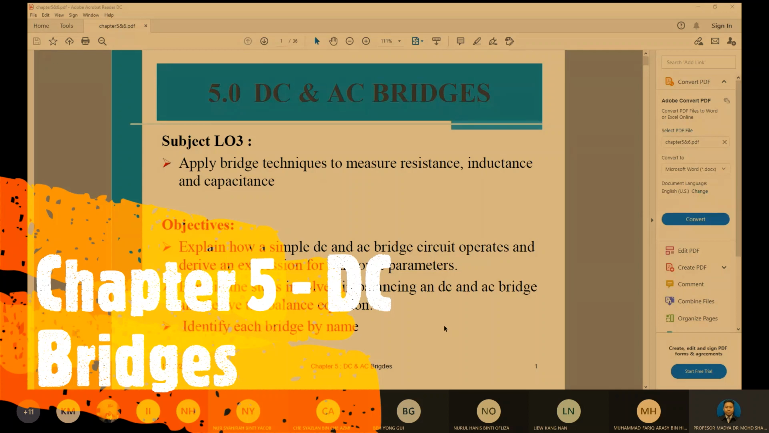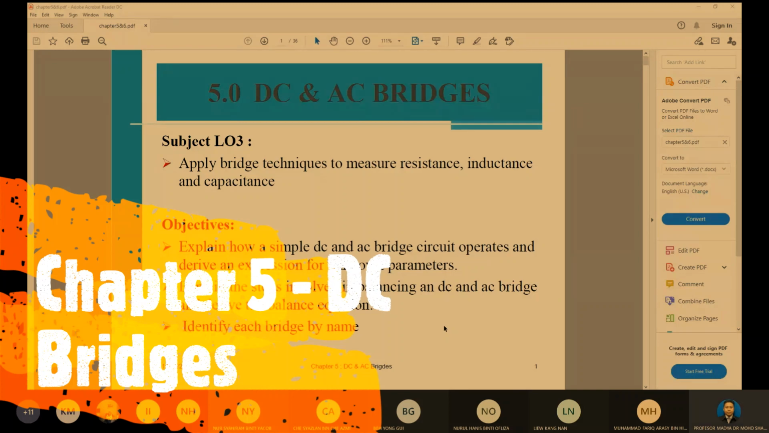Okay, the function of the bridge is to measure the resistance, inductance, capacitance, and also the frequency. For DC bridge, normally we measure the resistance, and for AC bridge, normally we measure the inductance, and also the capacitance, and also we can measure the frequency. That is for AC bridge. For today, on the DC bridge, the function of the DC bridge is to measure the resistance.